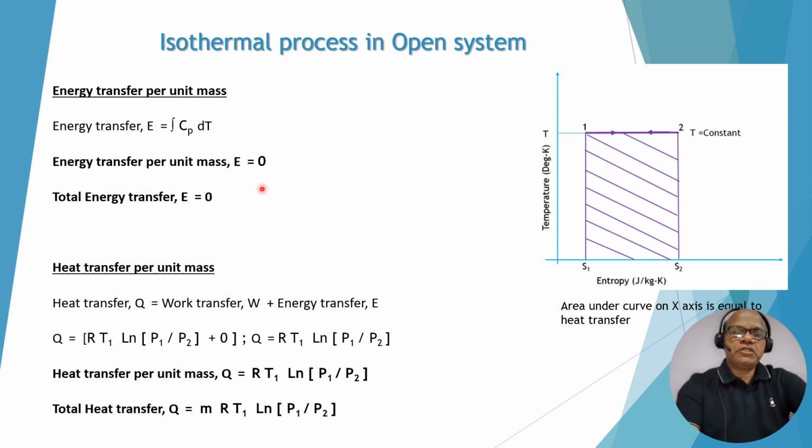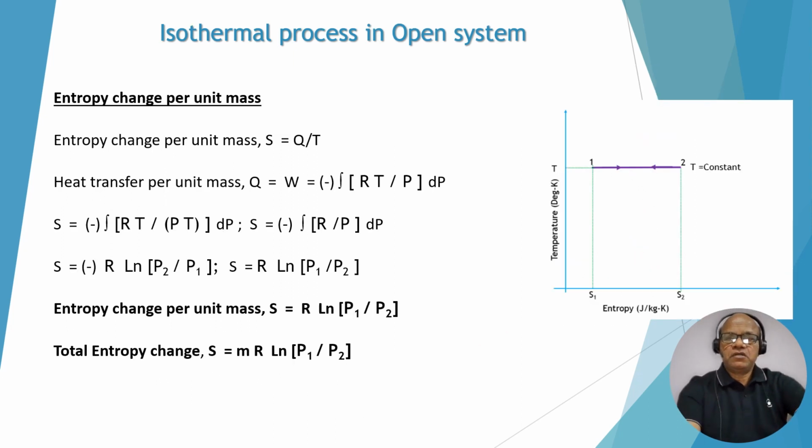Energy transfer will be zero because there is no change of temperature. So heat transfer will be equal to the work transfer, which we can write as RT1 ln P1 by P2 per unit mass. For total mass, you have to multiply with the mass. So this is also shown: the area under the curve on the TS diagram is the heat transfer.